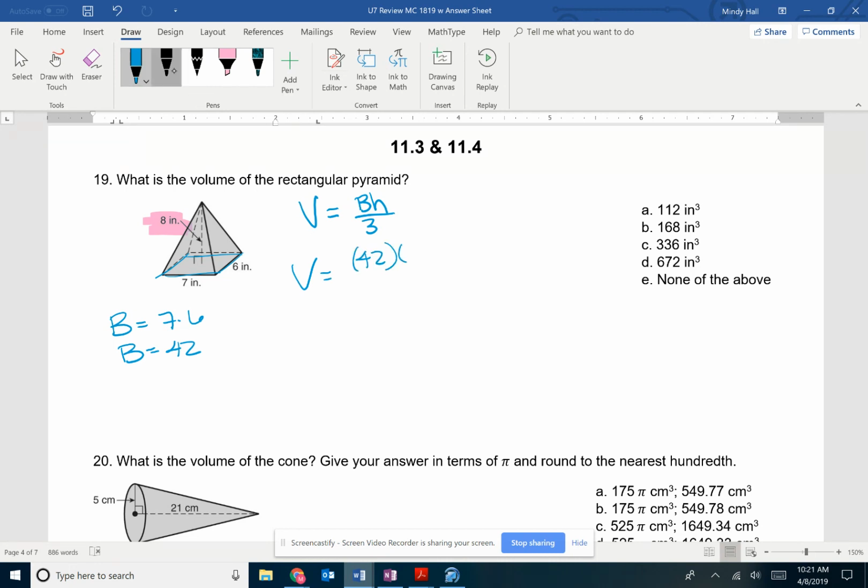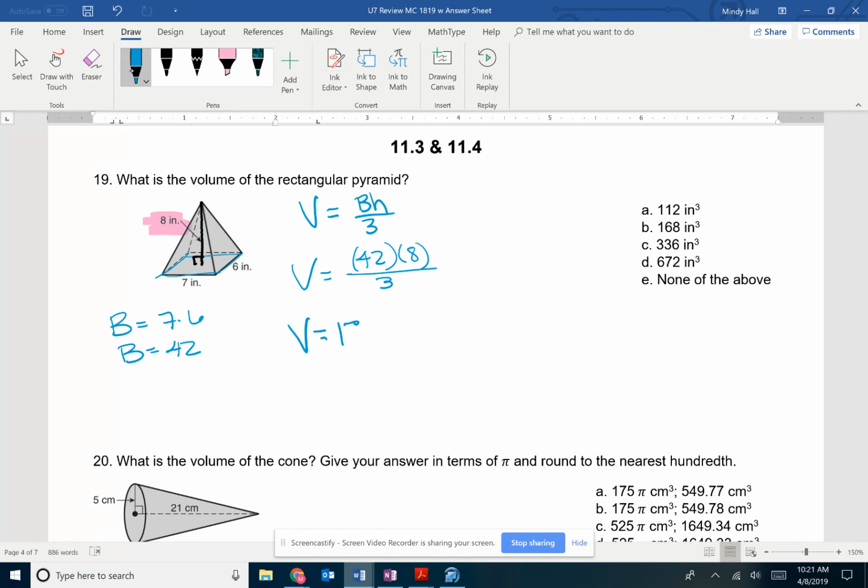Remember, your height has to go straight from the top of your shape down to the bottom and make a right angle. If you don't see the little right angle symbol, it's not the height. But in this case, we know that the height is 8, and we are dividing by 3. So 42 times 8 divided by 3 is 112.